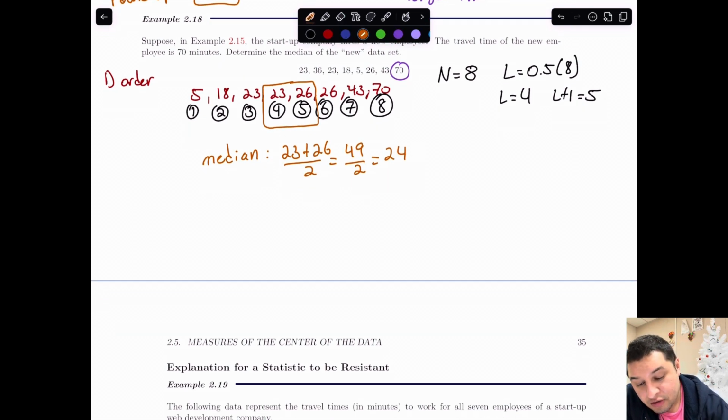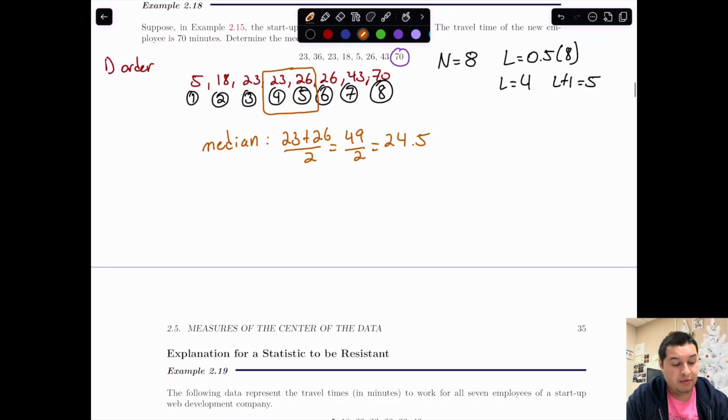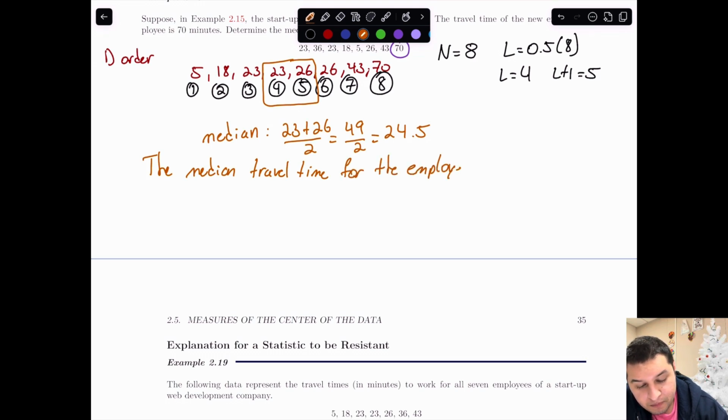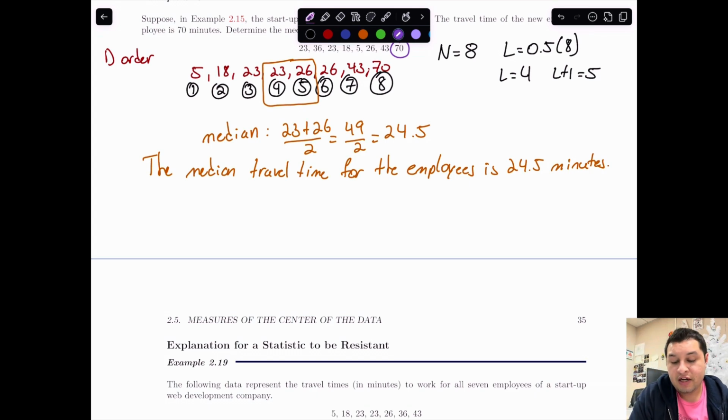So once again, we want to interpret this. What does this median mean? This means that the median travel time for the employees is 24.5 minutes. So this is the new time. The median travel time is now 24.5 minutes.